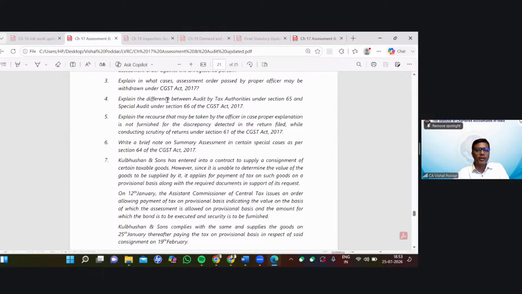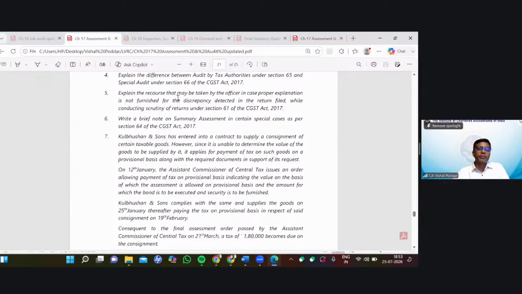Difference between tax audit, we can skip this. This is theoretical. Now, explain the recourse that may be taken by the officer in case proper explanation is not furnished for discrepancy detected.